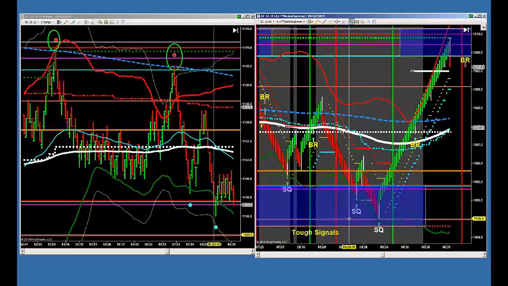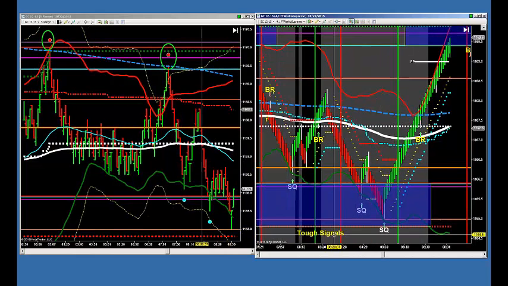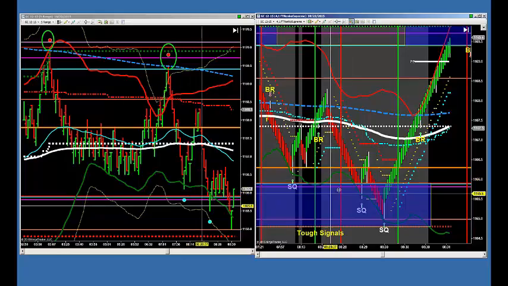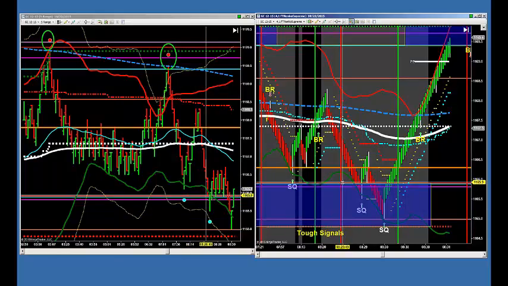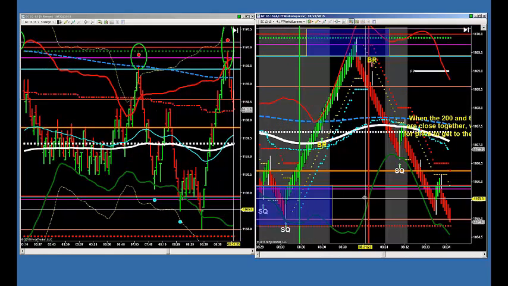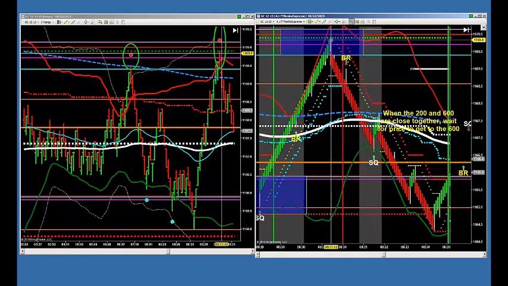Well, sure enough, the market came back. So I make a little note. These are kind of tough signals, but that's why I like having these SR zones. And we go back up into this zone.